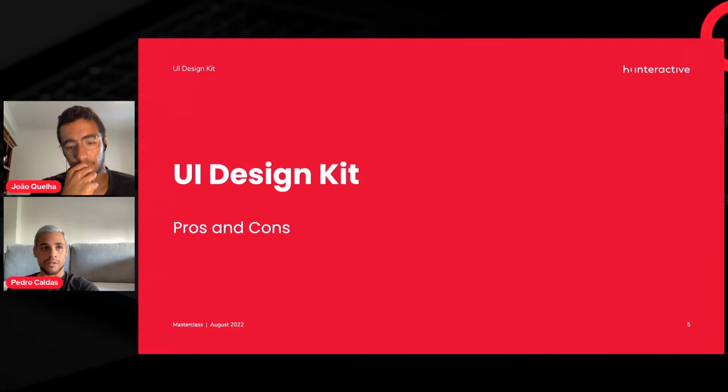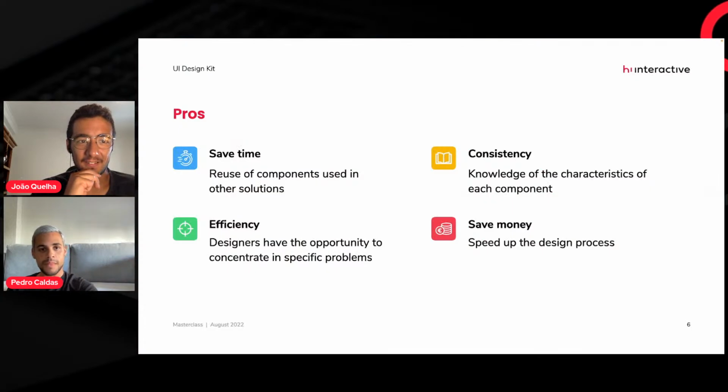About the pros and cons of a UI kit, because everything always has pros and cons. About the pros, the first one is saving time, because designers can reuse components used in other solutions, and probably they only need to change the colors and the fonts, and it's valid to reuse in another project. Efficiency, because the designers have the opportunity to be focused on specific problems.